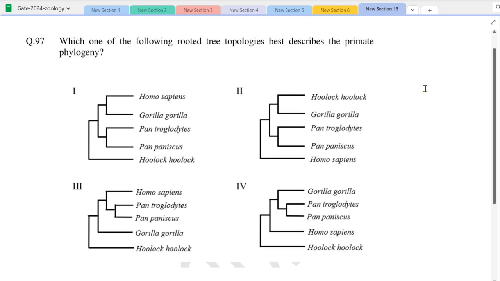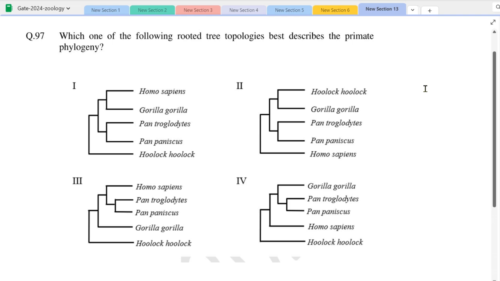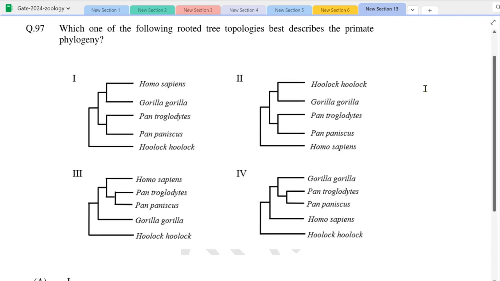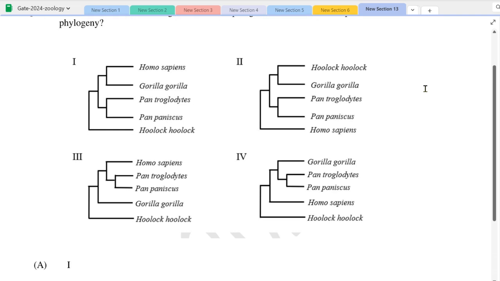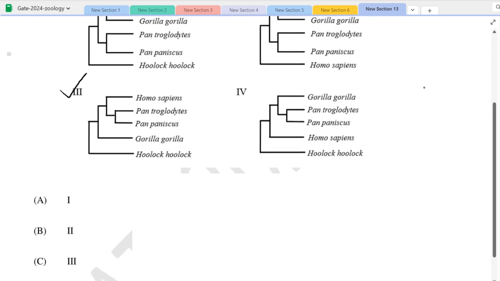Which one of the following rooted tree topologies best describes the primate phylogeny? Again, here you need to remember quite a lot of stuff. You need to remember how the different evolutionary ancestors are ultimately linked to us, that is the Homo sapiens. So the correct answer here is option C, that is basically the third one, the third phylogenetic tree.